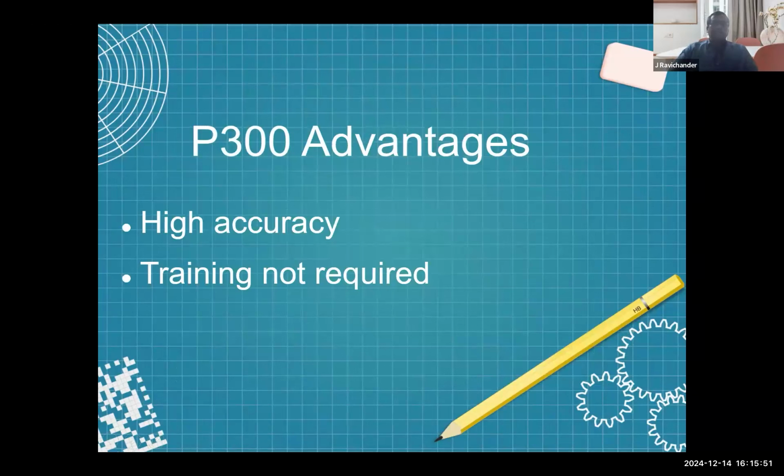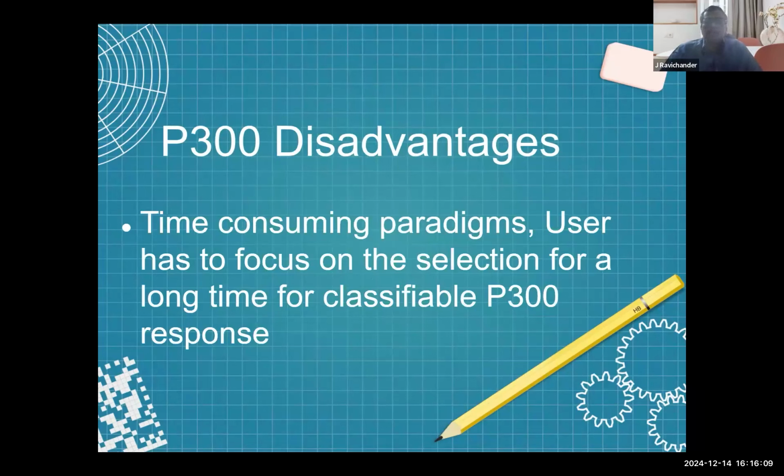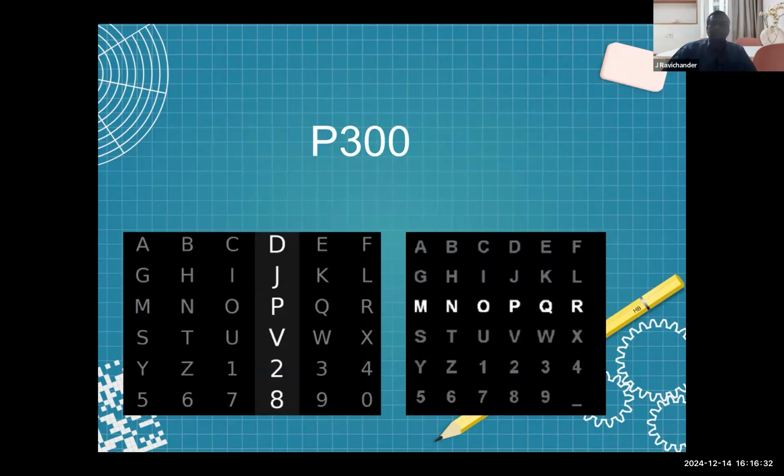Next, P300 advantages. It is highly accurate, and much training is not required. So what are the disadvantages of this particular method? It is a time-consuming paradigm. The user has to focus on the selection for a long time for classification of P300 responses. It is time consuming. Why? Because normally odd things will not happen regularly. So this is P300.